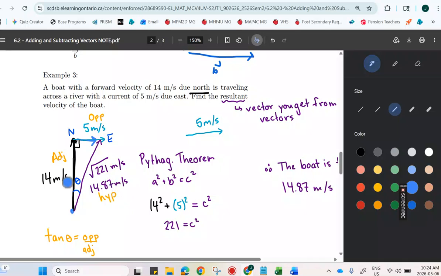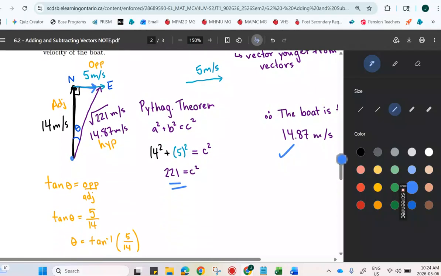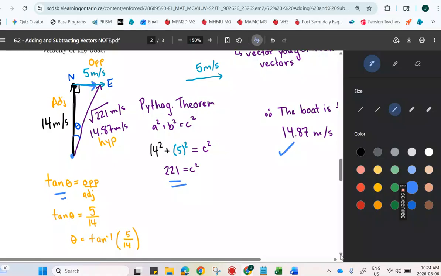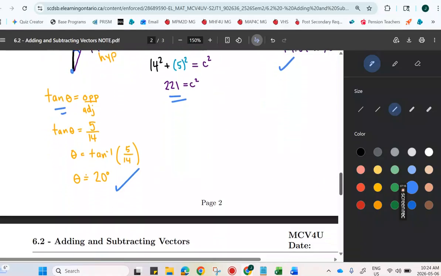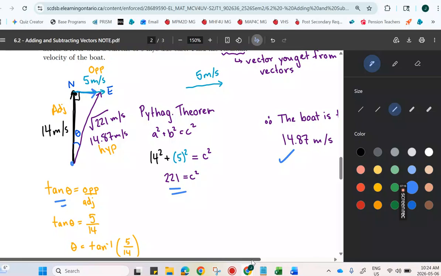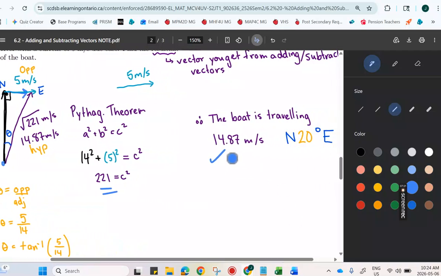Using Pythagoras' theorem: 14 squared plus 5 squared equals c squared. Solving for c gives you 14.87. That's great, that's the magnitude. But we need to be able to find the direction, which we don't have right now. We can use trig. Tan of theta is opposite over adjacent, so 5 over 14. Solving for theta gives us 20 degrees. So now the boat is traveling 14.87 meters per second due north, but 20 degrees east, and that's because of the current.